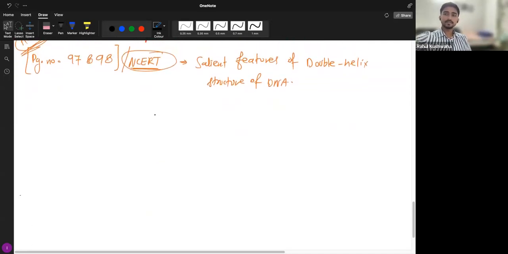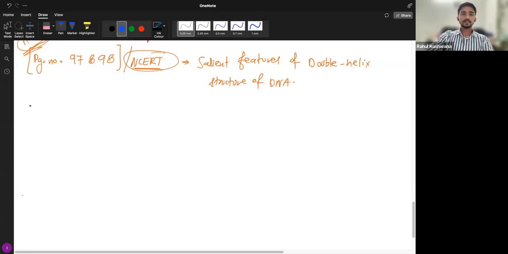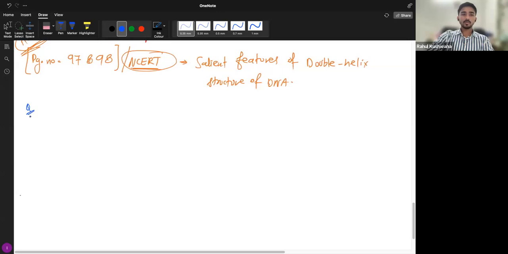Now, how many of you went back and read the salient features of the double helix structure that was suggested by Watson and Crick? Anyone did that? Basically, we talked about most of these features, and this is a very common question that comes in 2 markers, 3 markers, even 4 markers. It can even come in 5 markers because there are basically 5 to 6 salient features.